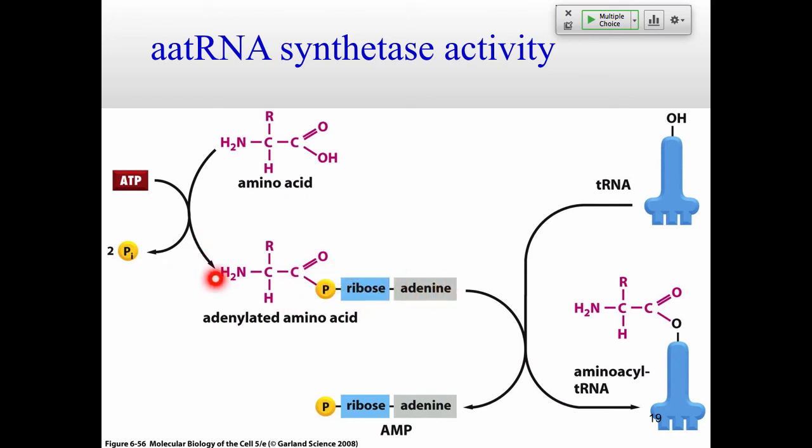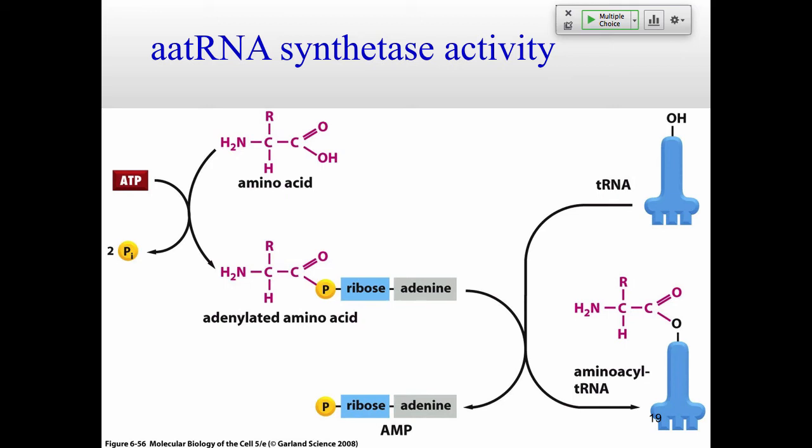So adenylated, this is your amino adenylation. And then this adenylated amino acid gets added to the 3' OH that's at the very end of your tRNA. And now this is an active ester bond. This is a quite unstable bond, and so this is providing the energy for translation, which is going to be happening a little bit later on.